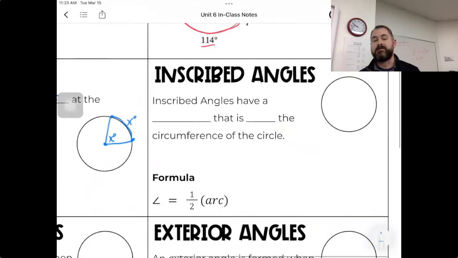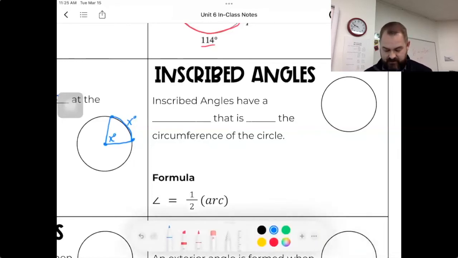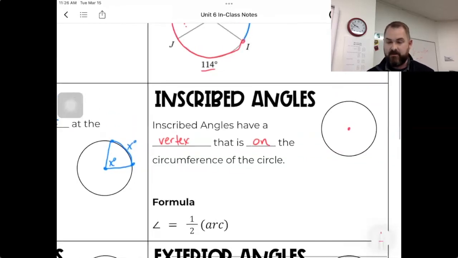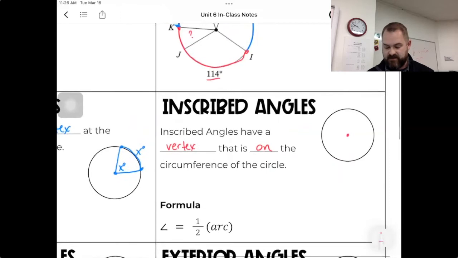But one of the other types of angles we look at is called an inscribed angle. And we talked about this a little bit in day 6.1. Inscribed angles have a vertex that is on the circle, or on the circumference of the circle. So if this is the center of my circle, that's actually not going to be the vertex for this angle. The vertex of this inscribed angle has to be on the circle. So it might look like that.